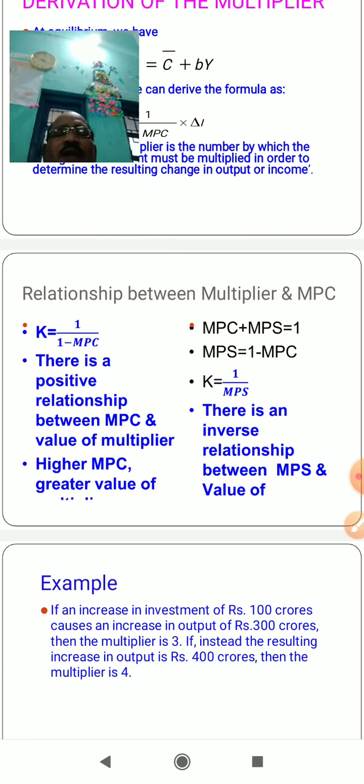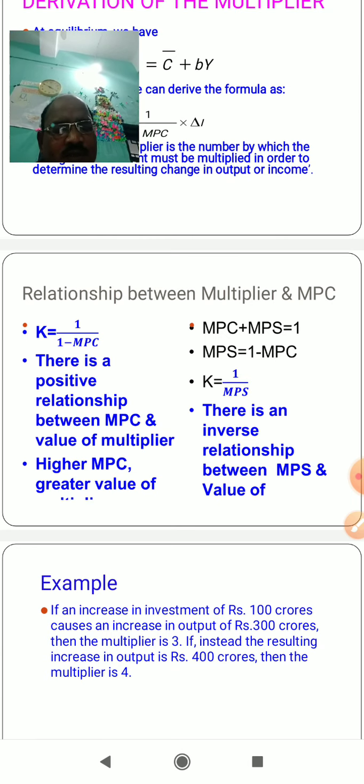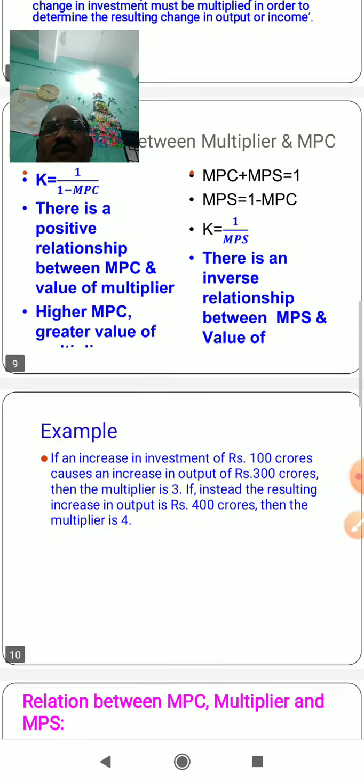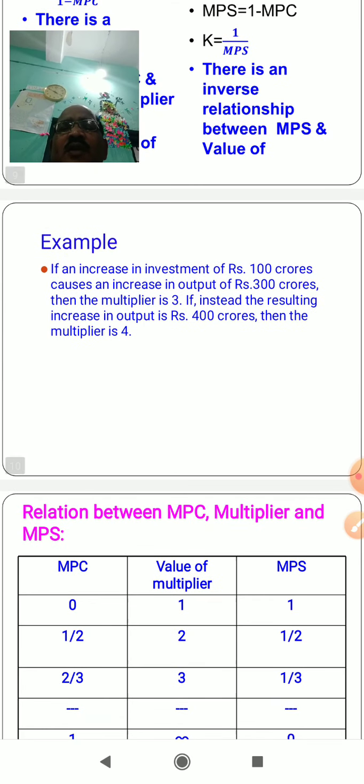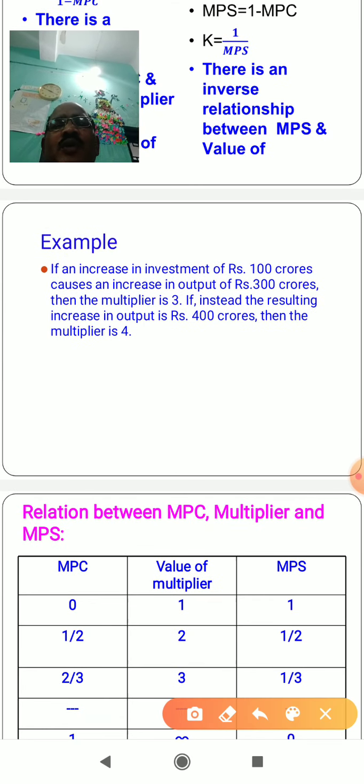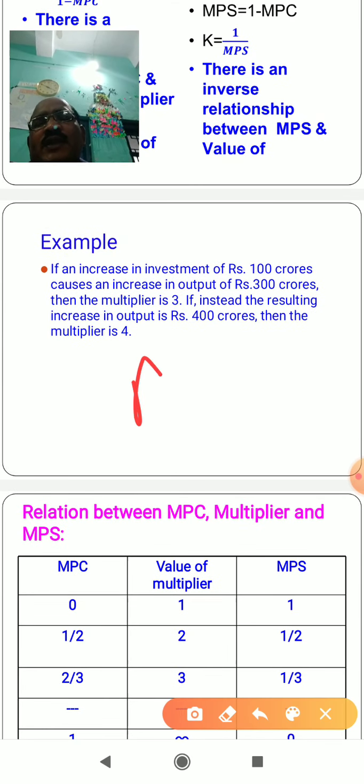This can be explained in terms of examples. Suppose the increase in investment is 100 crores, that is, delta I is equal to 100 crores.